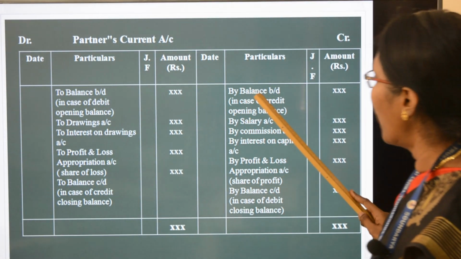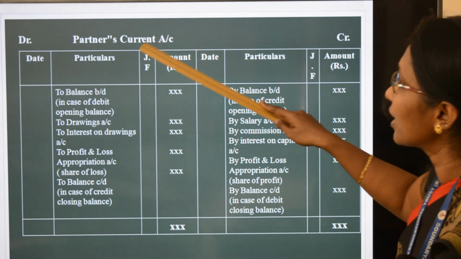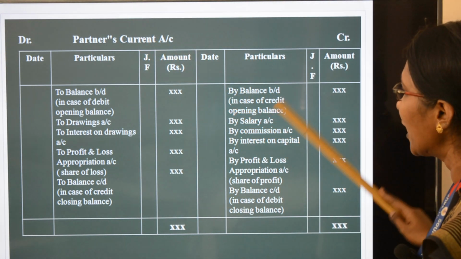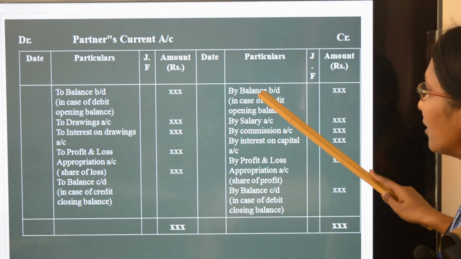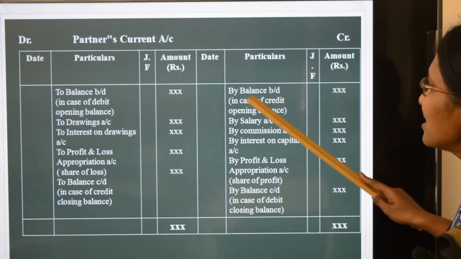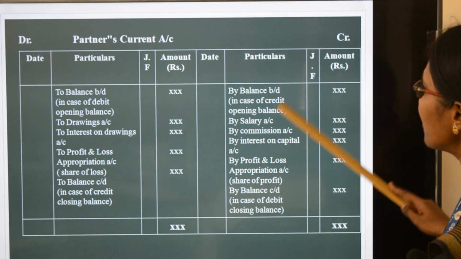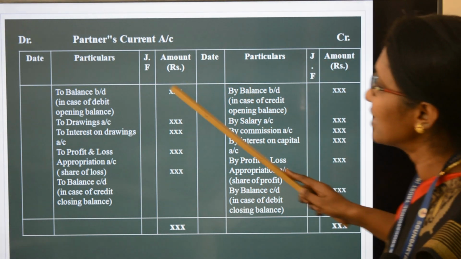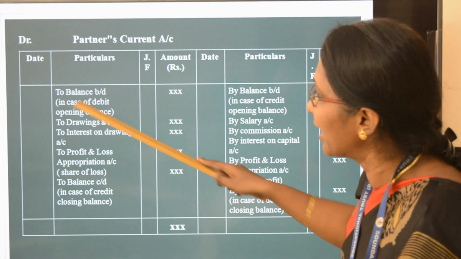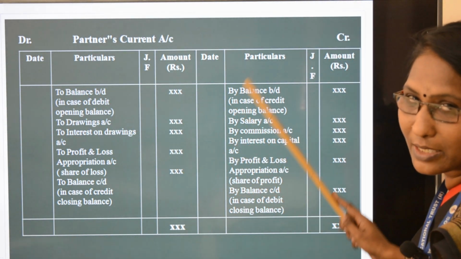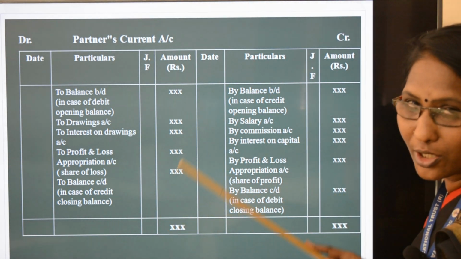This opening balance is of the current account. So the current account opening balance, we enter on the credit side as opening balance. If it is a credit opening balance, we write it on the credit side. If it is a debit opening balance, we write it on the debit side. If you don't get this opening balance in your question, you need not write it.